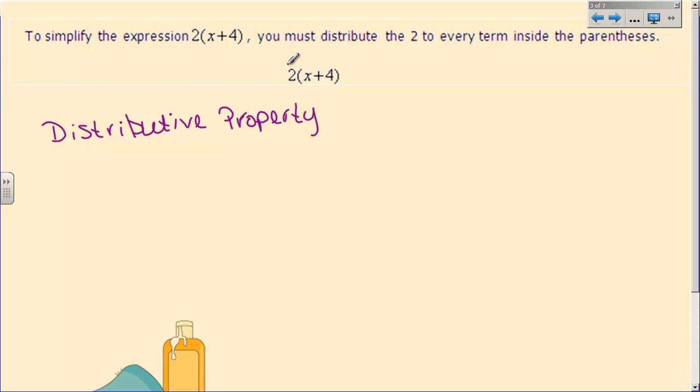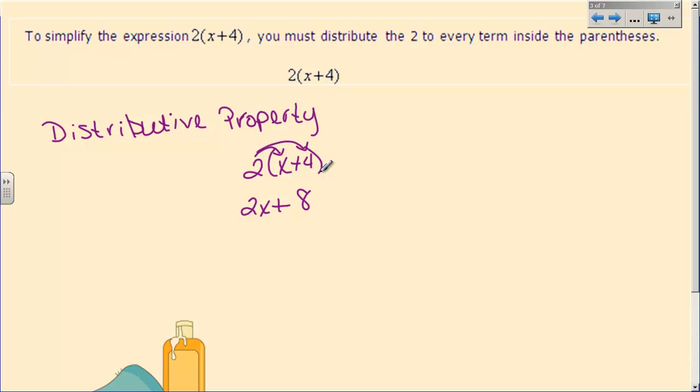Okay, what it means when I have a problem like this, 2 times x plus 4 together, I have to multiply this 2 times this x, and this 2 times this 4. Gets rid of the parentheses and gives me a simplified expression. So when I do 2 times x, that gives me 2x. My plus sign drops down because that's what's in here. And then 2 times 4 gives me 8. Distributive property is simple. It's easy.